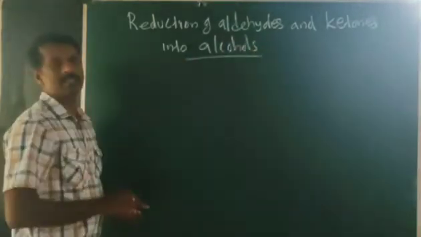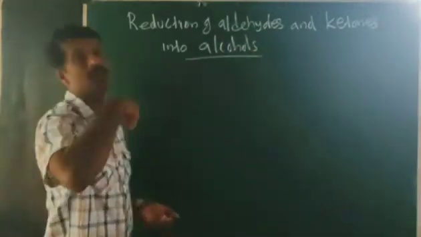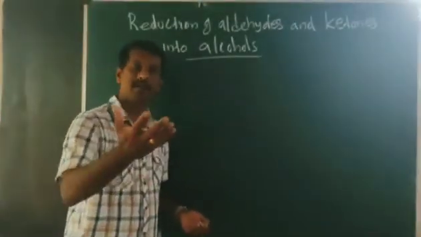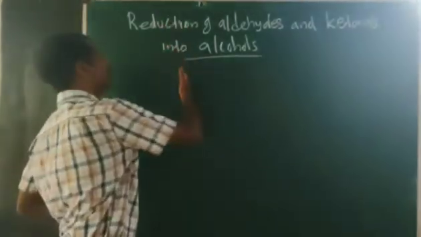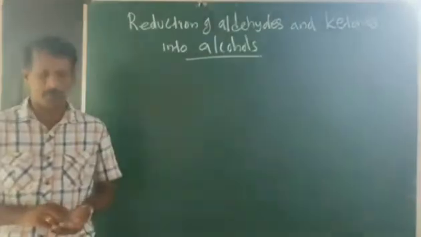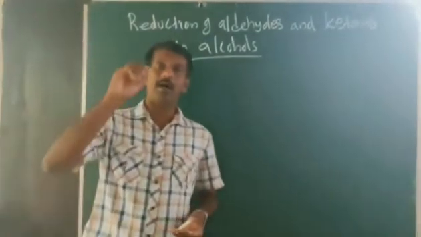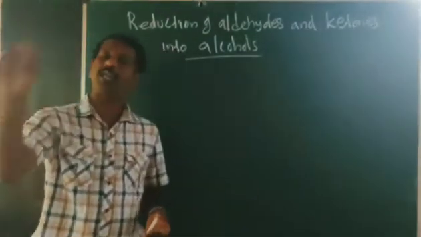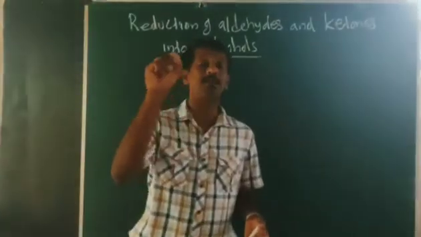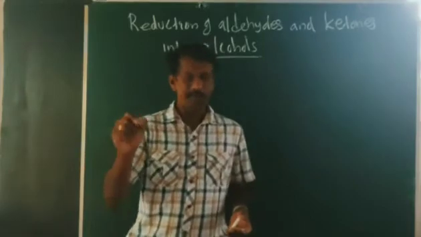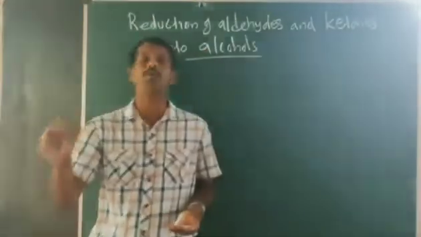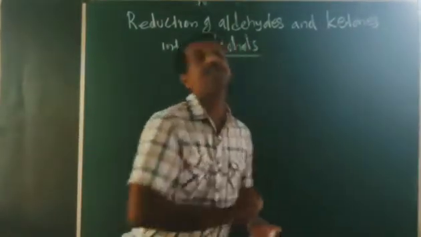Last class we discussed the reduction of aldehydes and ketones into alkanes. That means there are two types of reaction: Clemmensen reduction and Wolff-Kishner reduction. Here we are discussing the reduction of aldehydes and ketones into alcohols. We know that primary alcohols on oxidation will give aldehydes. That means aldehydes on reduction will give primary alcohols and ketones on reduction will give secondary alcohols.